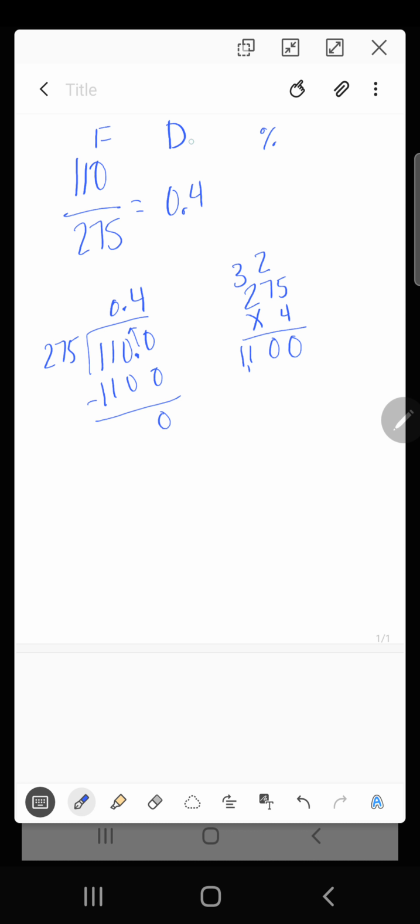but I want a decimal, since it was asking for a percent. So to go from a decimal to a percent, you move over to the right 1, 2. So the percent that chose express shipping would have been 40%.